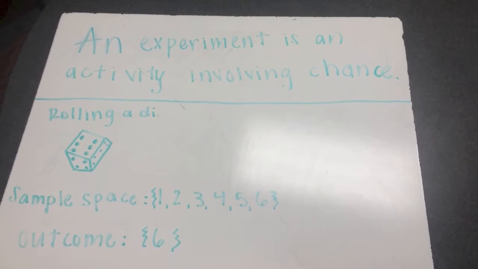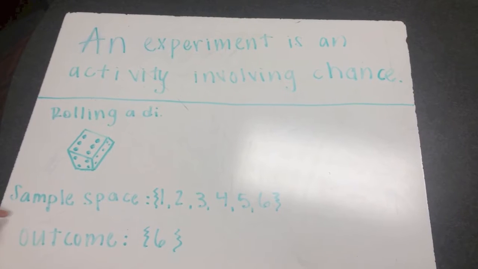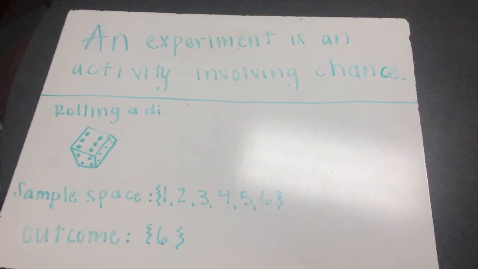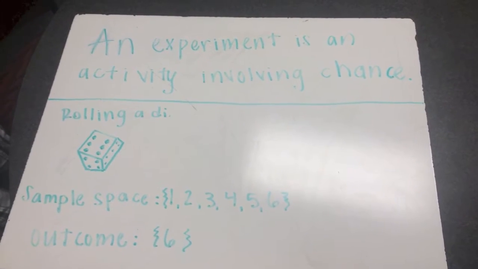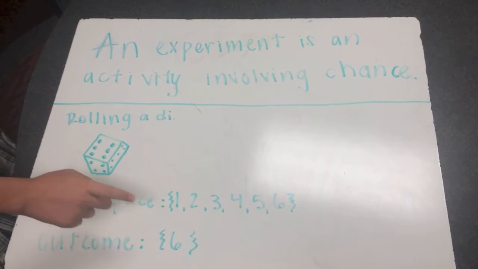An experiment is an activity involving chance. So like rolling a die, the sample space for that would be 1, 2, 3, 4, 5, and 6, because those are the possible outcomes that you can get from rolling a die. And then the outcome for this roll would be 6.